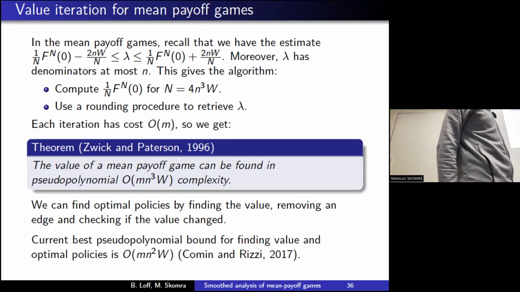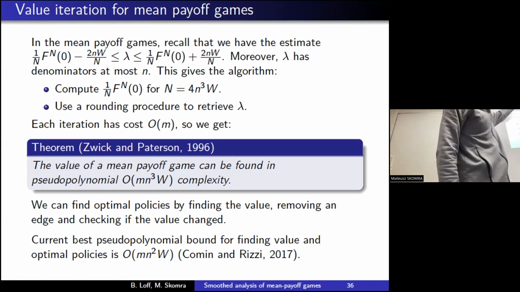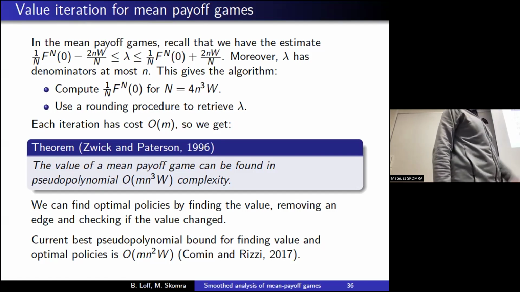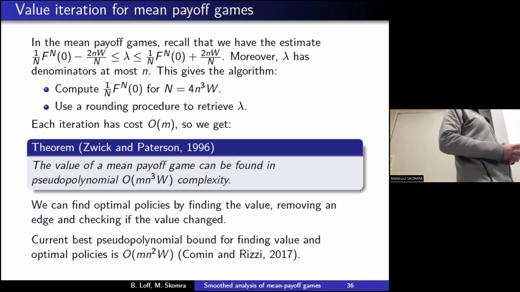In the previous one for discounted games, the dependence on W was logarithmic, right? Exactly. But here the dependence on W is not logarithmic. So again, this is not a polynomial time algorithm because you need log W bits to store the payoffs, but this is polynomial in W. So this is pseudo polynomial, right? And each iteration has a cost of the number of edges. So you get the theorem that you can find the value of a mean payoff game in this complexity.